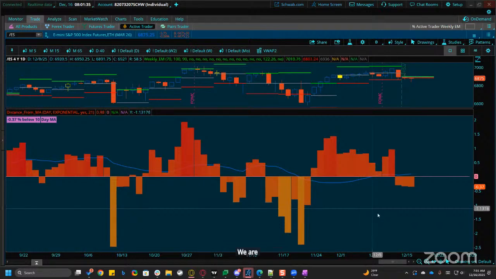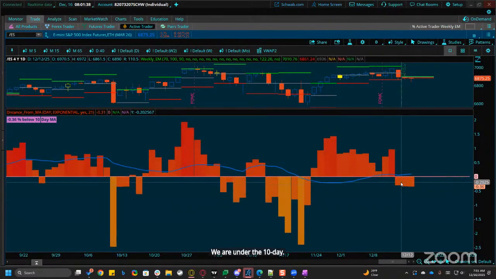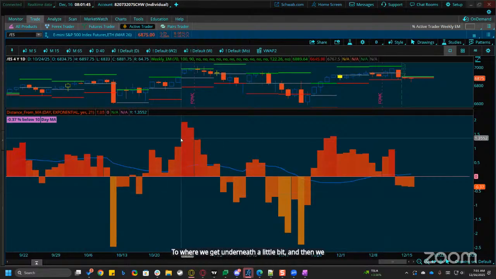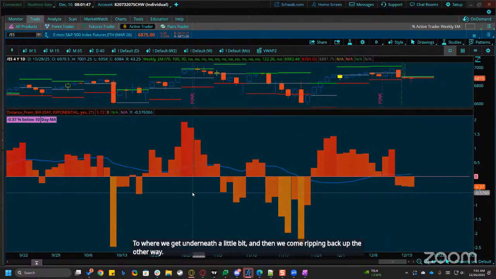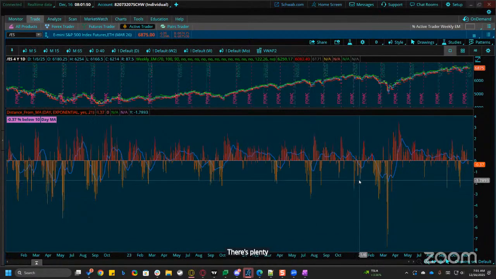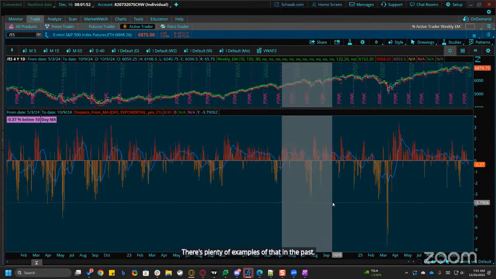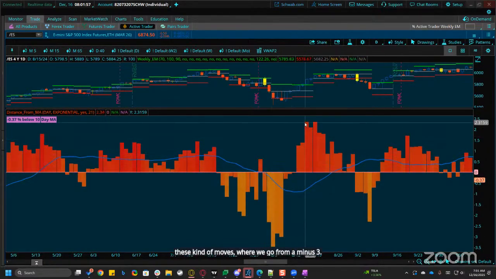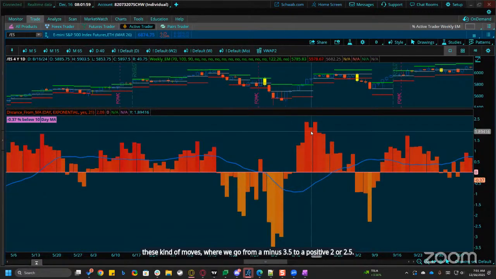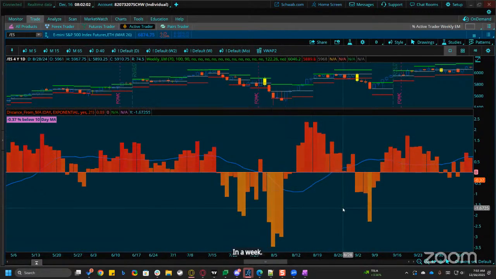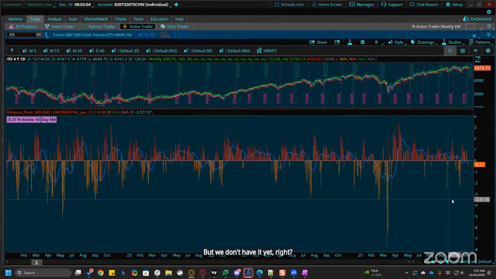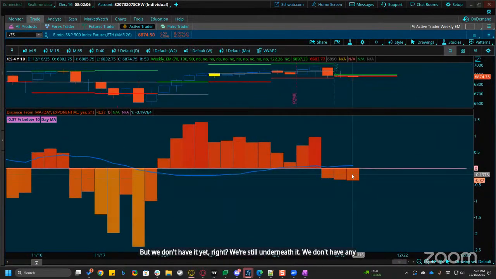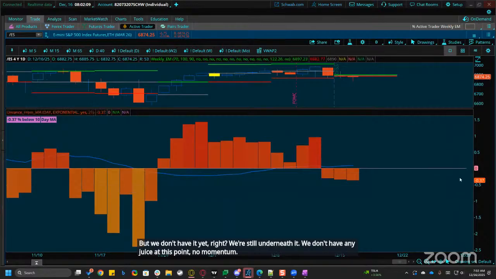We are under the 10-day. So what we're looking for is kind of a slingshot move to where we get underneath a little bit, and then we come ripping back up the other way. There's plenty of examples of that in the past. These kind of moves where we go from a -3.5 to a +2 or 2.5 in a week. But we don't have it yet, right? We're still underneath it. We don't have any juice at this point, no momentum, inertia.